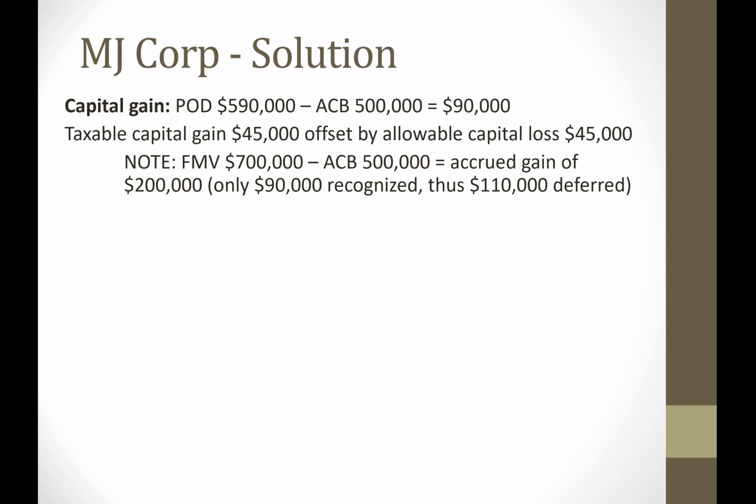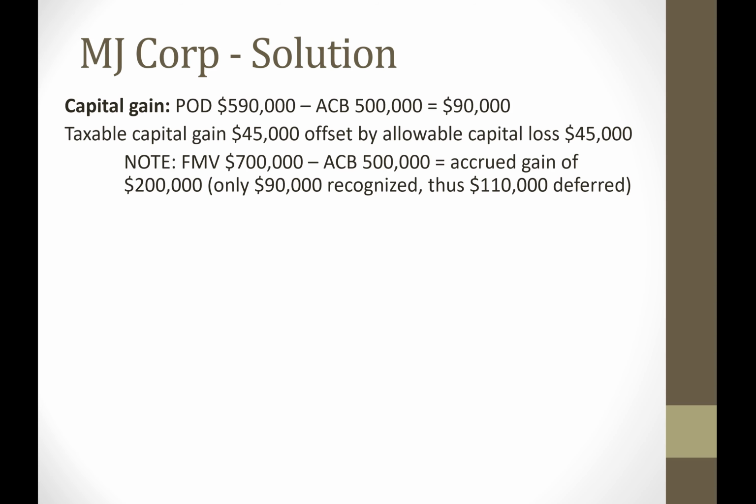Now, let's actually stop here for a second. Remember, the fair market value of the asset that's being transferred is $700,000. Her cost was $500,000, so there's actually an accrued gain of $200,000 on this asset. Now, she's only going to recognize $90,000, and so therefore $110,000 of this gain is going to be deferred until a later point in time. And once again, that's the point of a Section 85 rollover, is the ability to transfer an asset, in this example, from her proprietorship to a corporation, without having to recognize the entire amount of the gain.